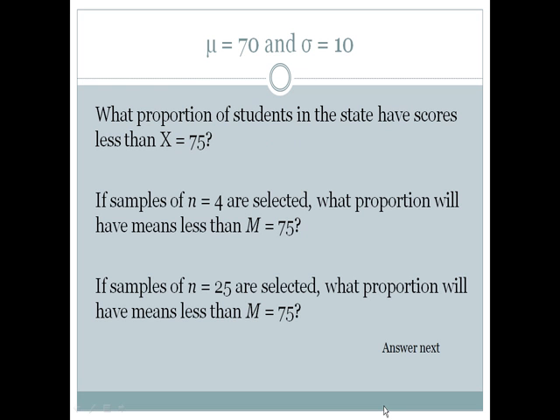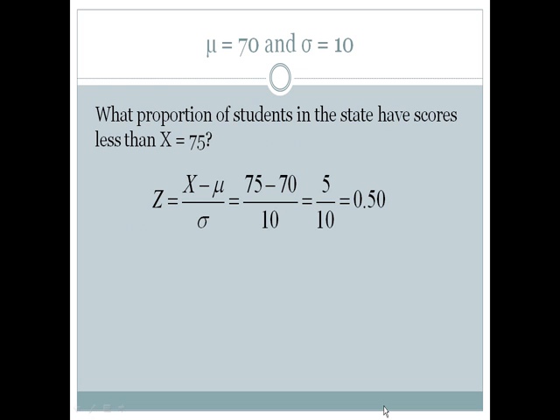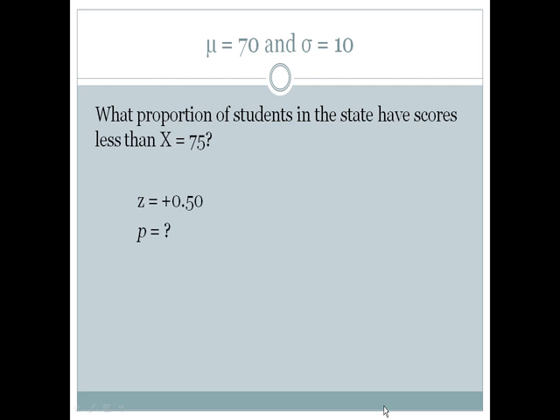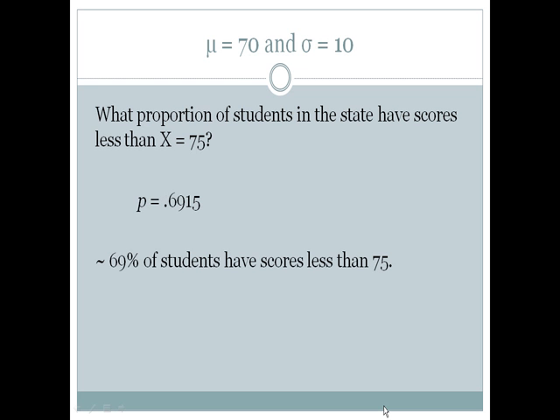Okay, in order to find what proportion of students in the state have scores less than x equal to 75, notice that we're dealing with raw scores here. So we're using the original z-score calculation that we learned a couple chapters ago for raw scores. So we calculate the z-score, and then we need to calculate the proportion based on the z-score. And using the unit normal table in the back of the book, we find a proportion of 0.69. Alright, what about these problems here?